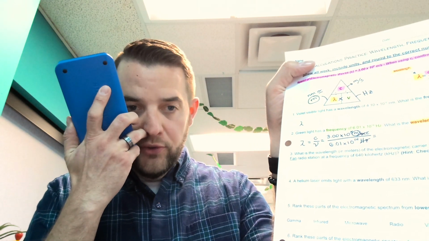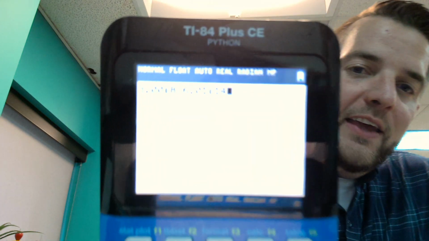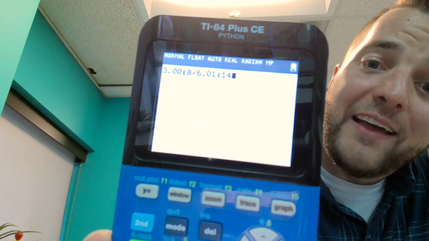So if I run that calculation, I'm going to put that in my calculator, and I'm going to show you how I'm putting it in my calculator, because my experience has been that most people that make mistakes are making the mistake when they put it into the calculator. Okay. So on this paper, it is 3.00 times 10 to the 8th divided by 6.01 times 10 to the 14th. That is exactly how I put it in the calculator.